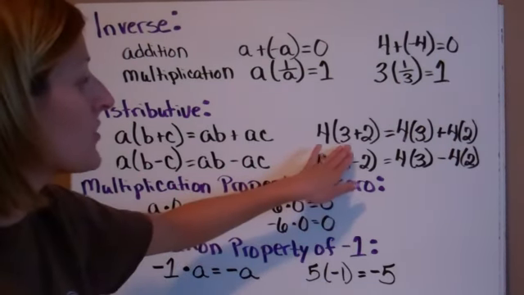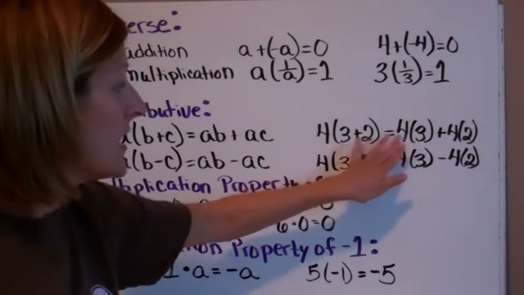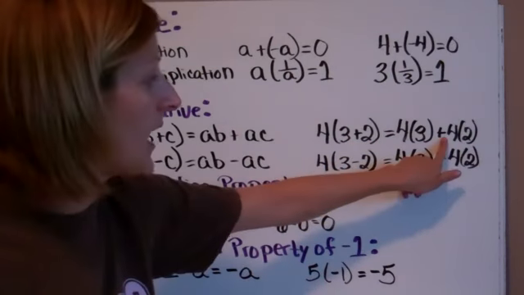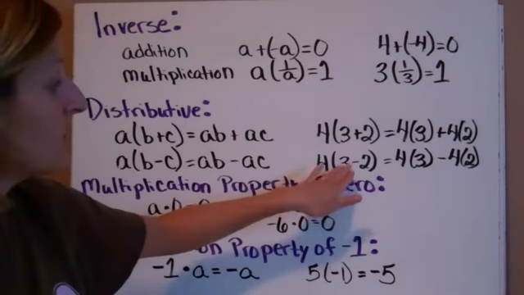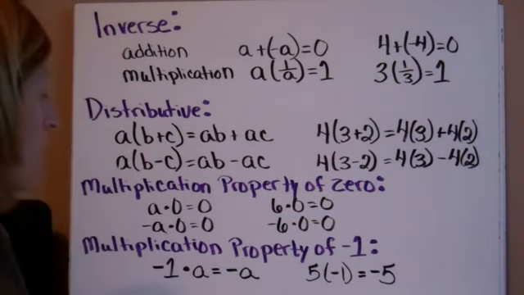So here we got 4 times the quantity of 3 plus 2. I do 4 times 3 and 4 times 2. It's addition in the middle, you add. Then here I have subtraction. The only difference is now I'm subtracting, so I subtract the 2.